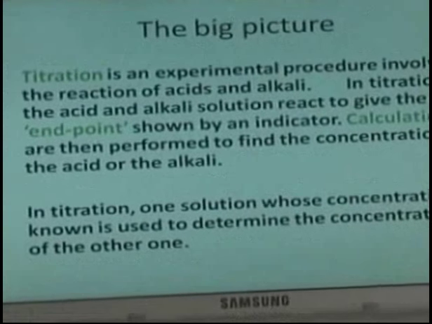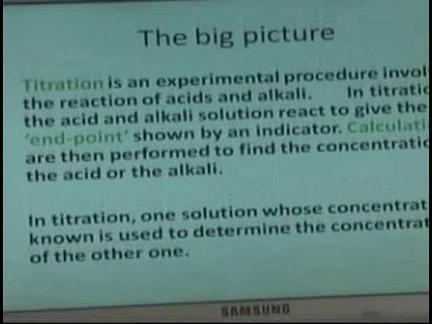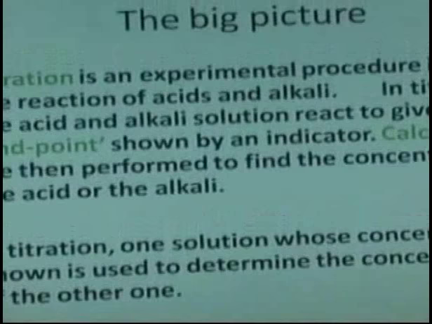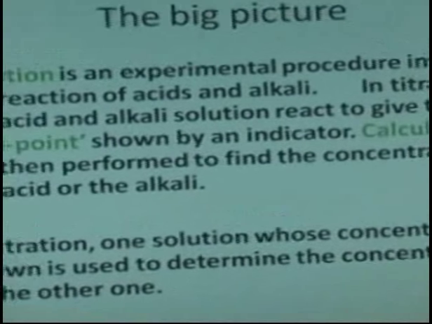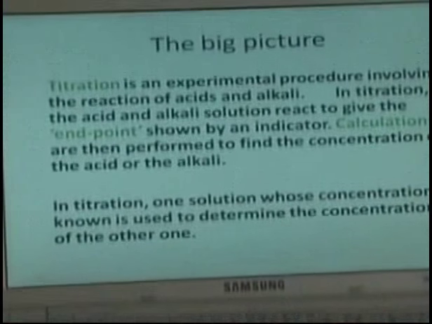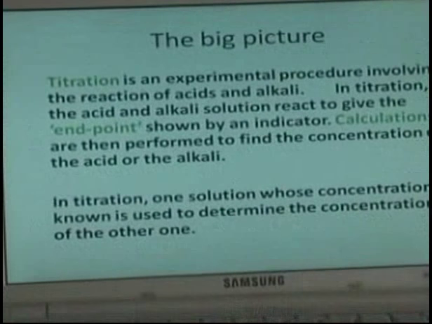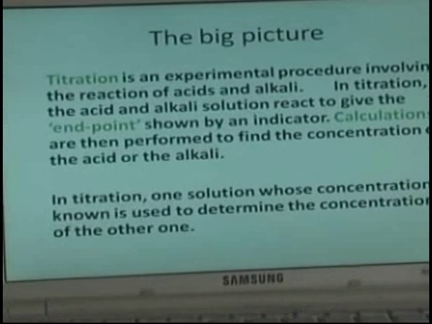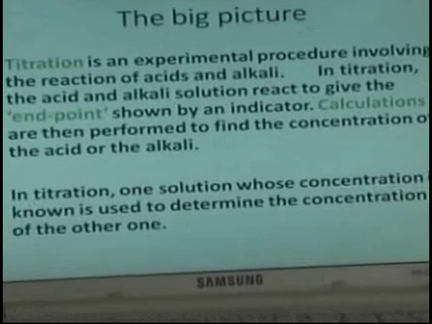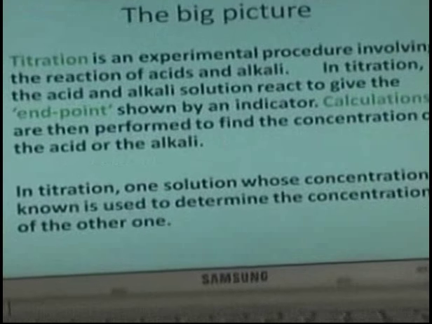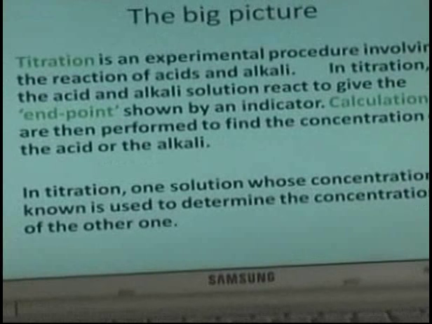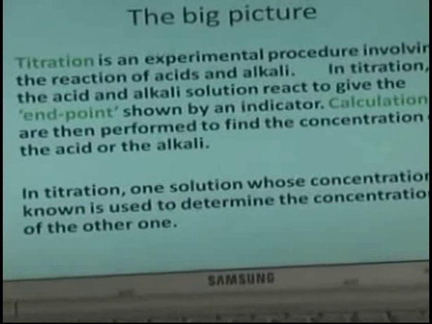Let's look at the big picture. Titration is an experimental procedure involving the reaction of an acid and alkali. You are a little familiar with this now. In titration, the acid and alkali solution react to give the endpoint, shown by an indicator. Calculations are then performed to find the concentration of the acid or the alkali. In titration, you must know the concentration of one of the solutions.